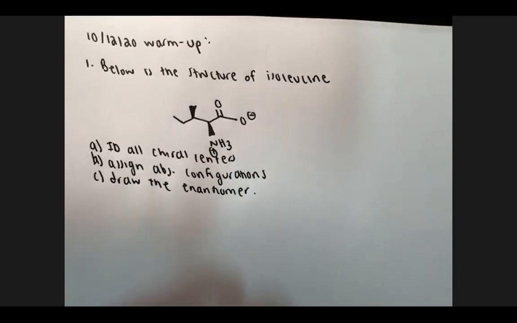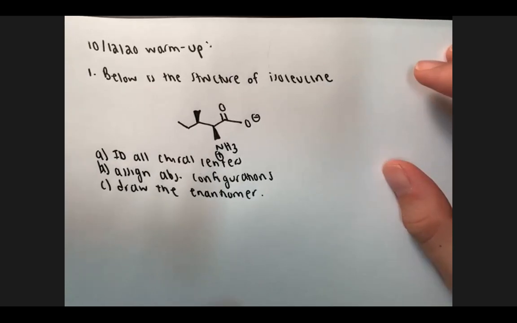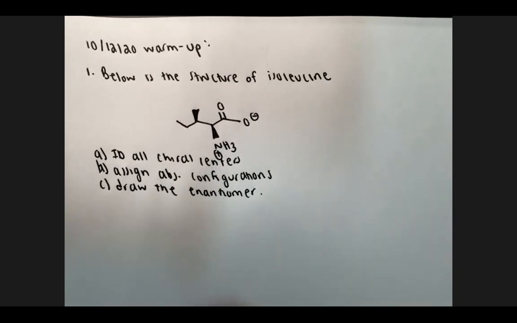All right, so we're just going to jump in and get started. So here we have a structure known as isoleucine. It's one of the amino acids that your body produces naturally. And the first task that we need to do is ID all chiral centers.